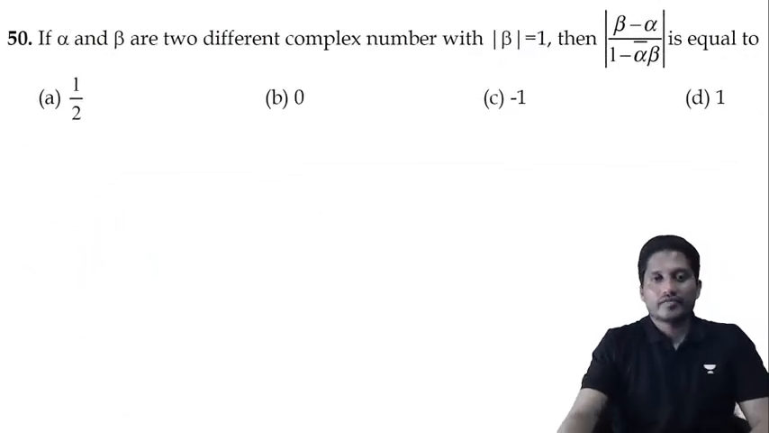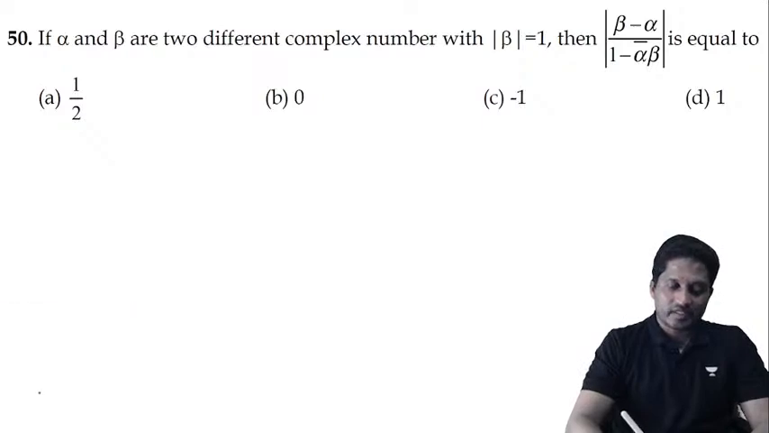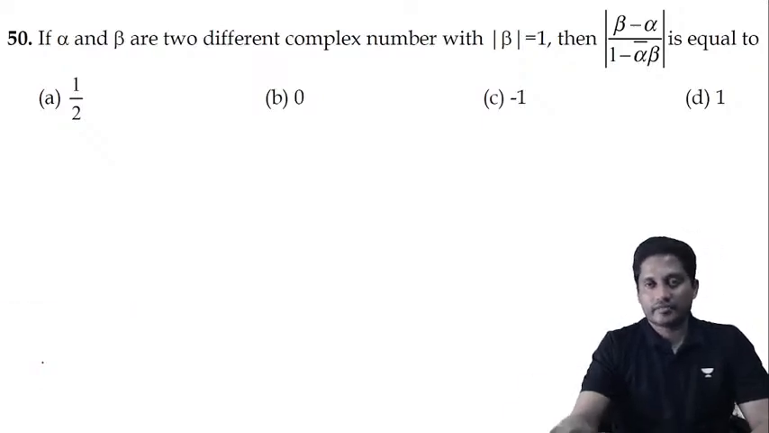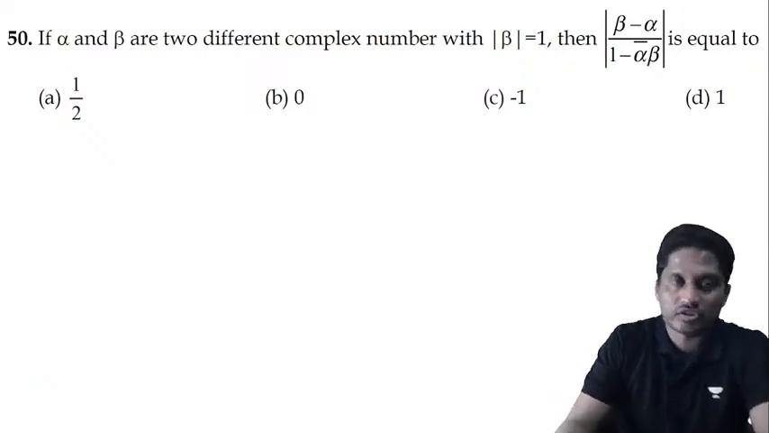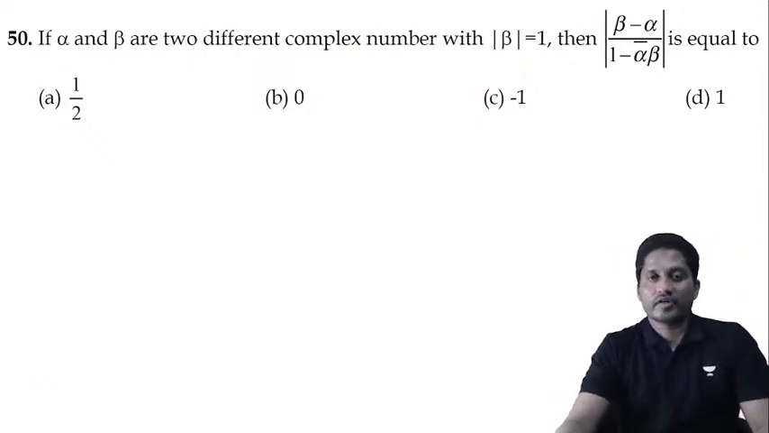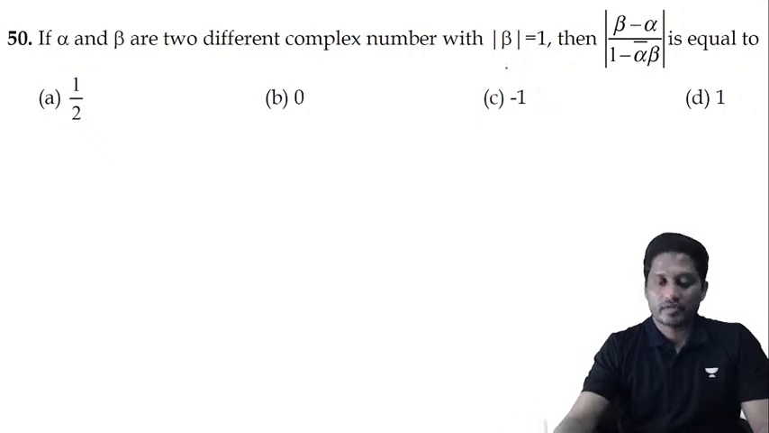Alpha, beta are two different complex numbers. It's actually a miscellaneous question of NCERT, which is a lengthy question, but you can do it within 30 seconds. Use the shortcut. Alpha, beta are two different complex numbers with modulus of beta equal to 1.